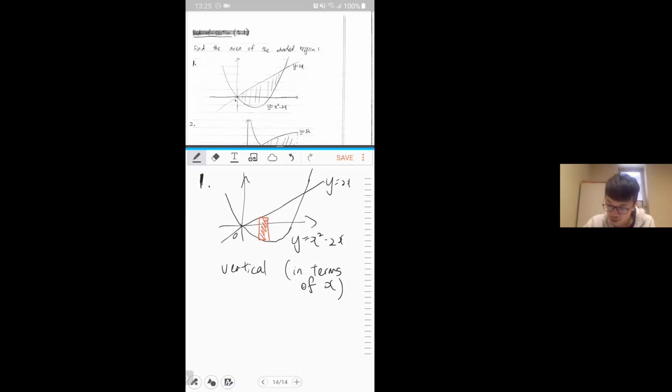Does it make sense? And then you can see that you cannot do horizontal because, for example, on this side, if you do horizontal, then it's fine. The left side is one function and then the right side is a different function. That's fine. But if you do horizontal here, the left side comes from the same function as the right side, which is not good. Does it make sense? Is it okay?